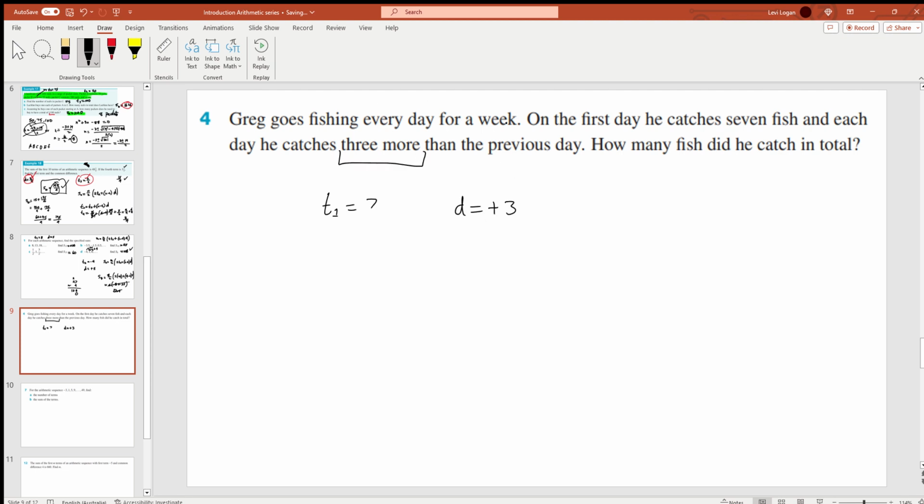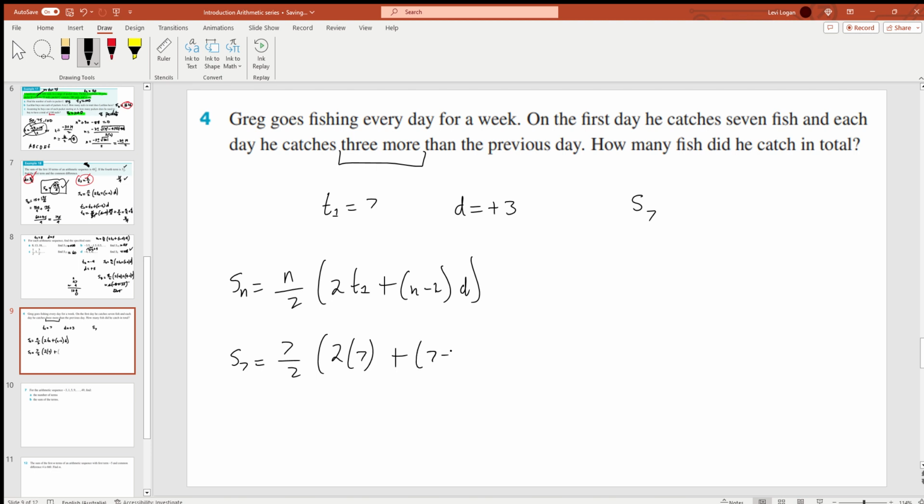Now, how many days are in a week? There's 7. So when they ask how many fish he caught in total in the week, you're asking for S of 7, because there's 7 days in a week. So S of n is n over 2, 2 times the first term, plus n minus 1 times d. Then you plug in 7 where the index is, so 7 on 2, 2 times 7, plus 7 minus 1 times 3, and let's see what we get.